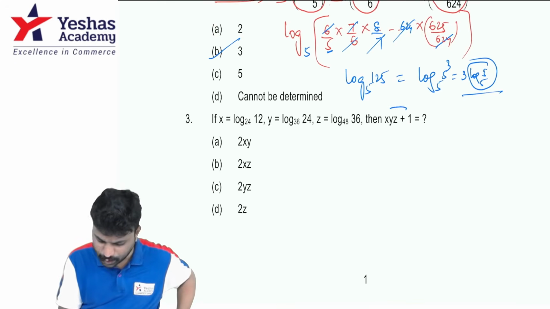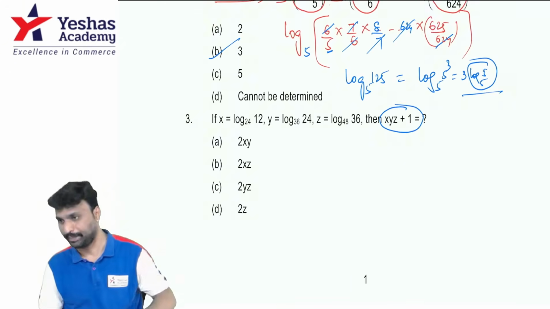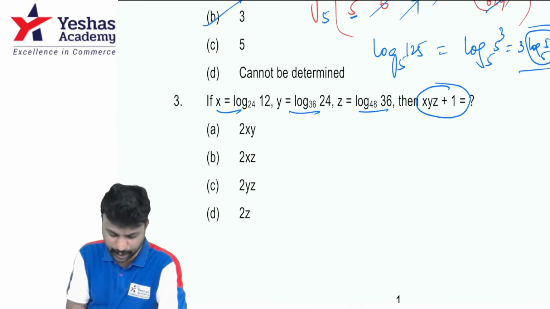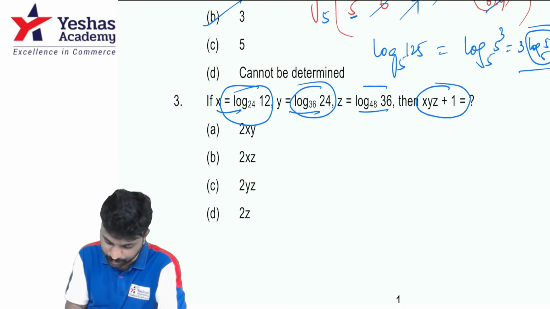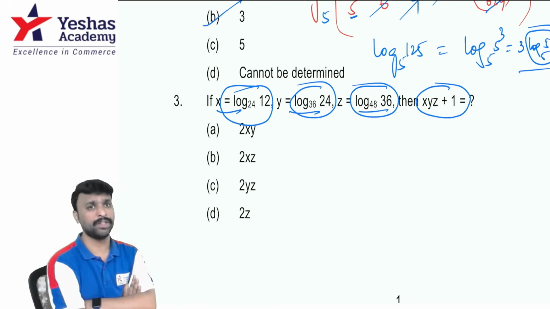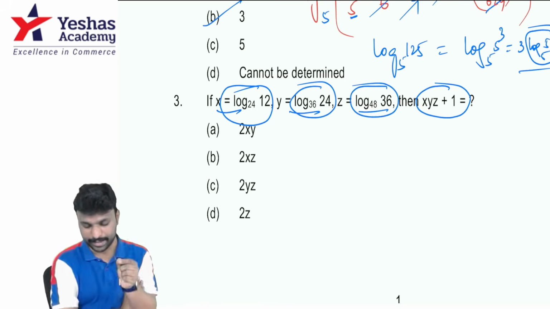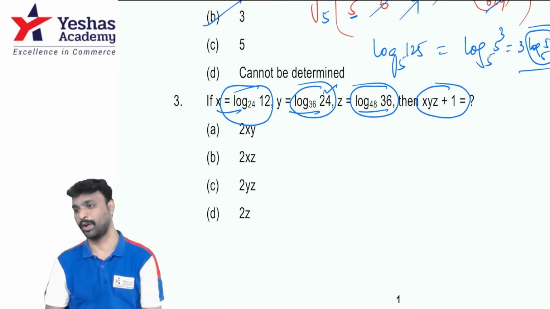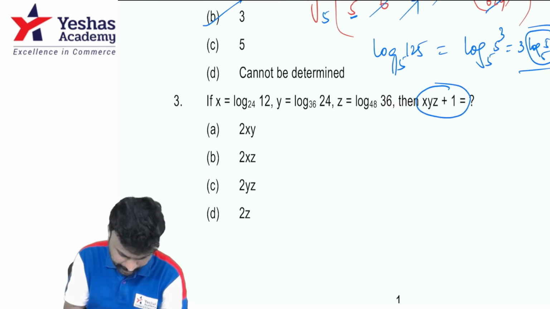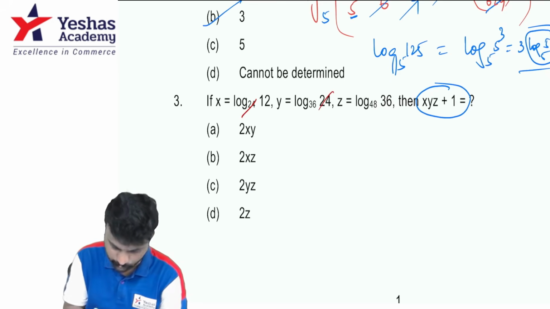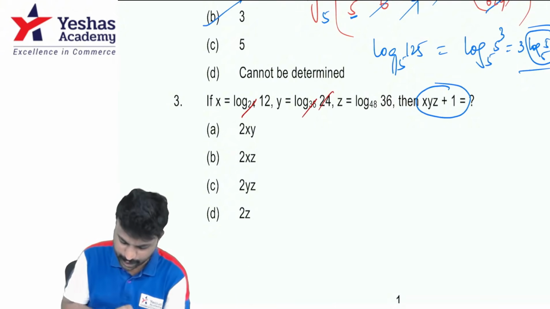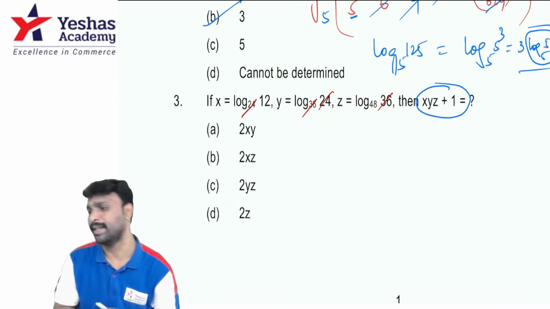Guys, they're asking xyz plus 1 is equal to what, right? X into y into z. You're given x, you're given y, you're given z. Guys, you need to basically multiply these 3 log terms. When you multiply log terms, the base of the first log term will cancel the number in the second log term, and so on. That means since you are multiplying them, what will happen? As I said, the base of the first log cancels with the number within the second log, and the base of the second log cancels the number in the third log term.